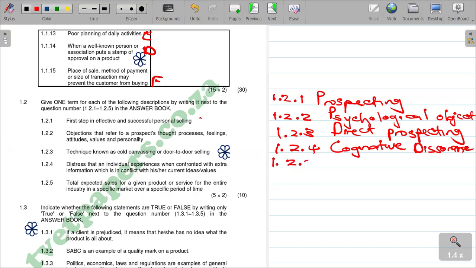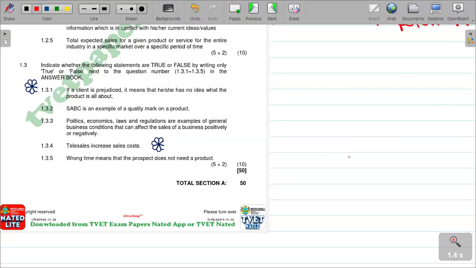Total expected sales for a given product or service for the entire industry in a specific market over a specific period of time. We call it market potential. The answer is market potential. Right, let's go to question 1.3.